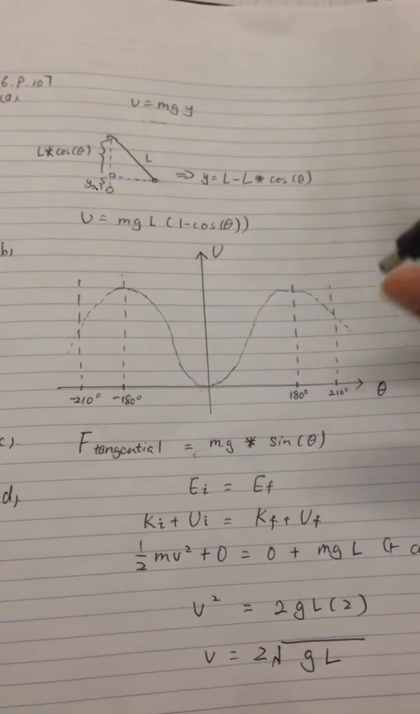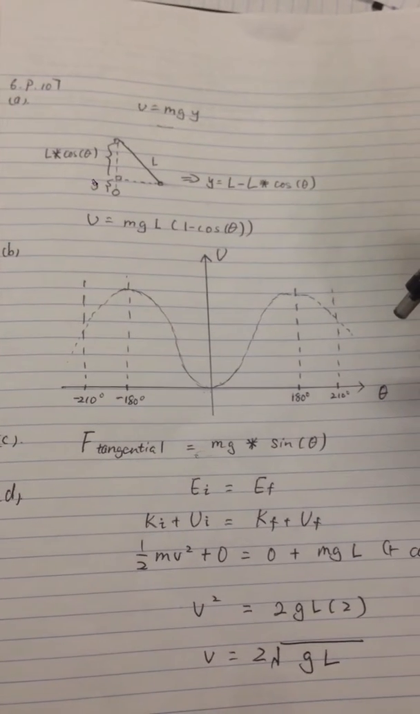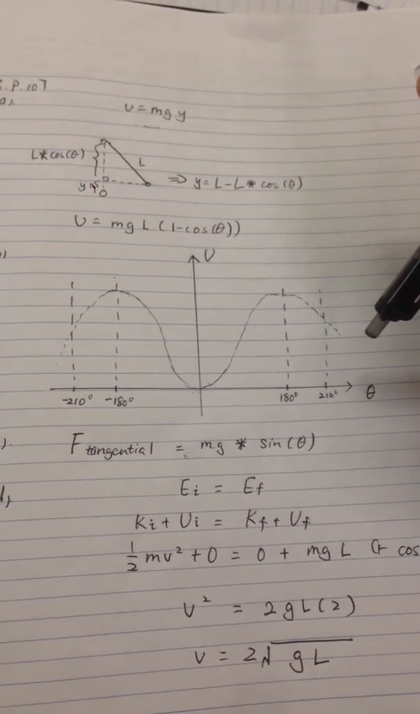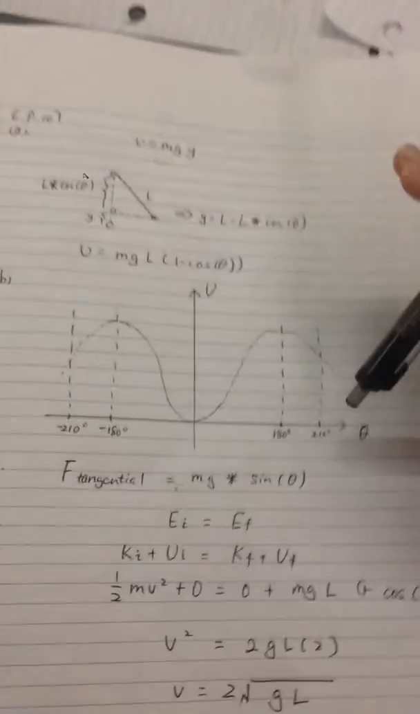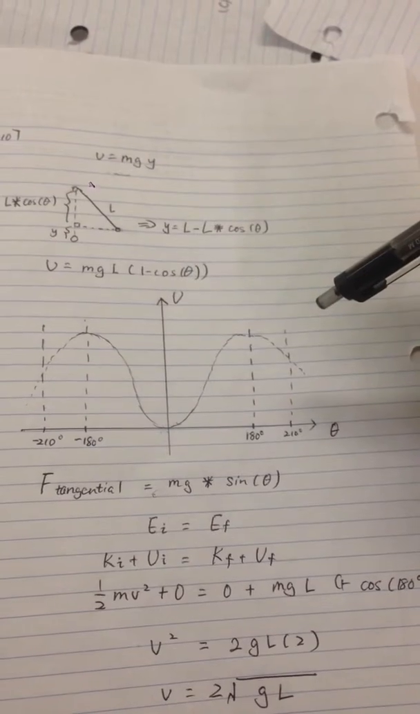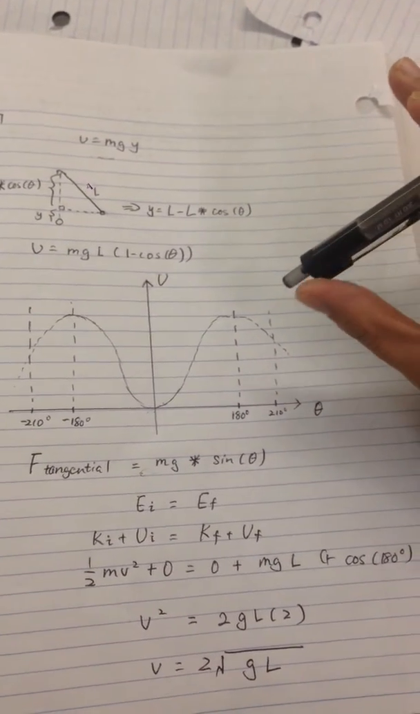The question I choose to talk about is 6P.107. A pendulum consists of a very light but steel rod of length L hanging from a nearly frictionless axle with a mass m at the end of the rod. A. Calculate the gravitational potential energy as a function of the angle theta measured from the vertical.